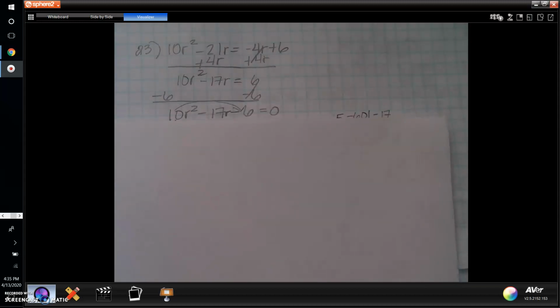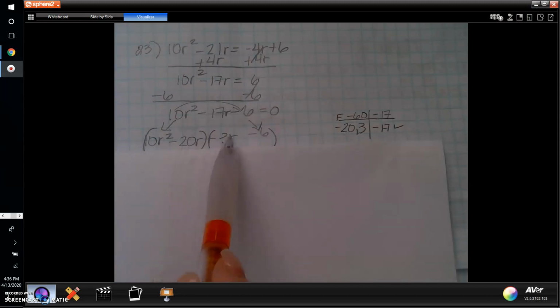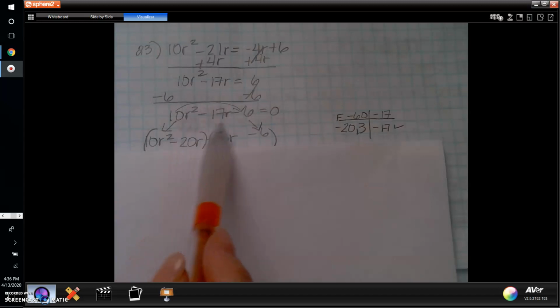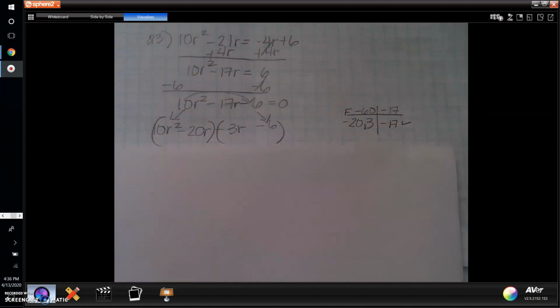And that leaves me with 10r squared minus 17r minus 6. So I'm going to multiply 10 and negative 6 to give me my factor of negative 60, and it needs to have a sum of negative 17. So I've got negative 20 and 3. Here's how I had to split them up. And notice that these two numbers should combine to give you this center term. I'm sure many of you picked up on that, but just in case.